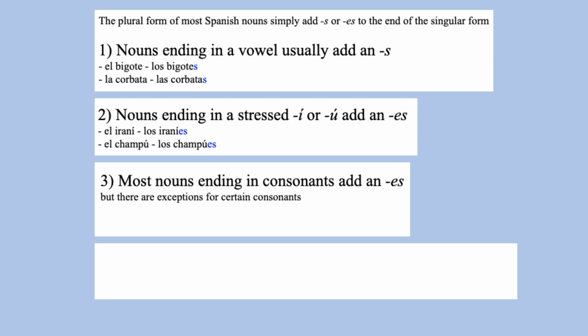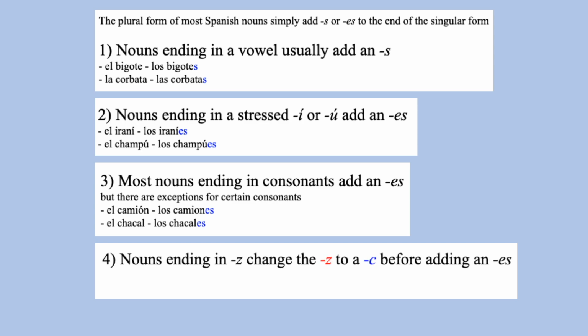Most nouns that end in a consonant add an es, but there are exceptions for certain consonants which we will look at shortly. El camión, los camiones, the trucks. El chacal, los chacales, the jackals. Nouns that end in a z change the z to a c before adding an es. La nariz, las narices, the noses. La actriz, las actrices, the actresses.